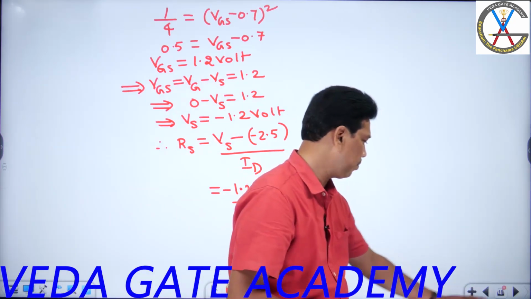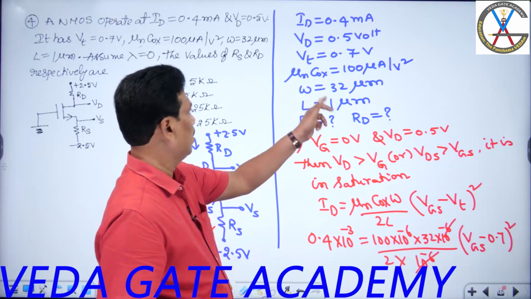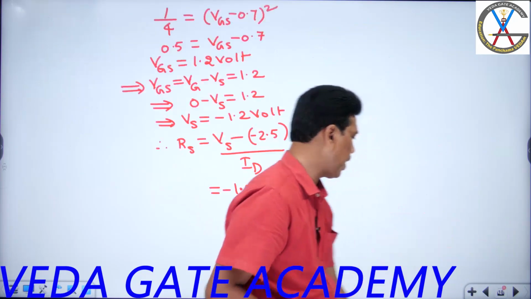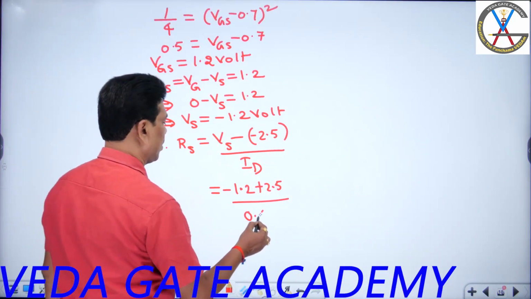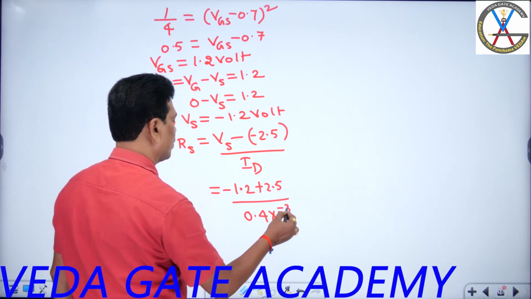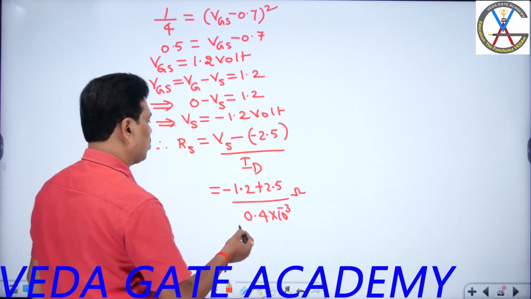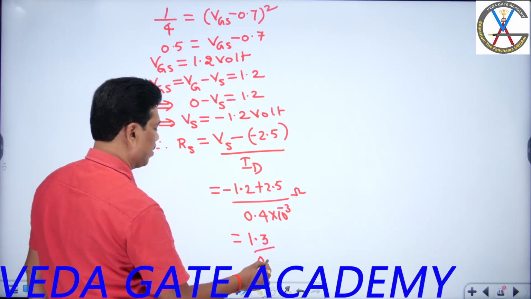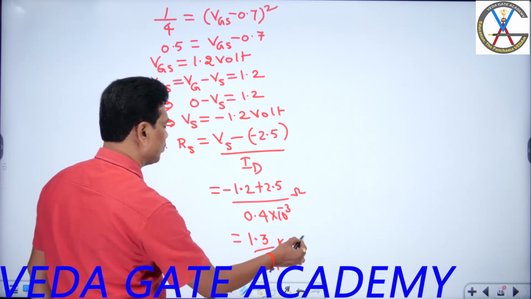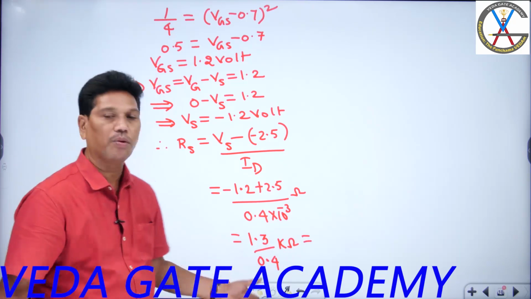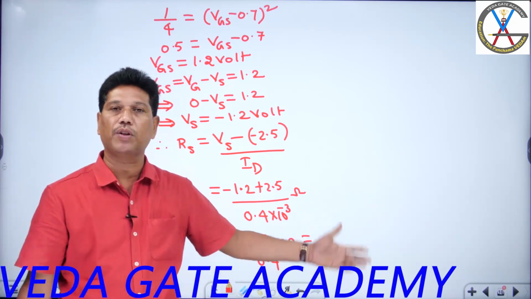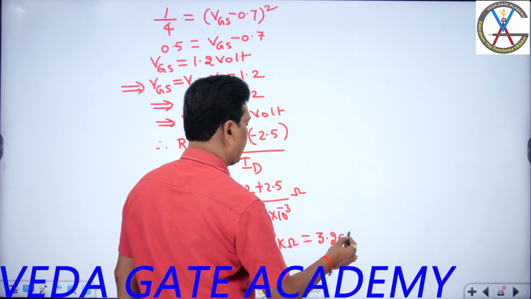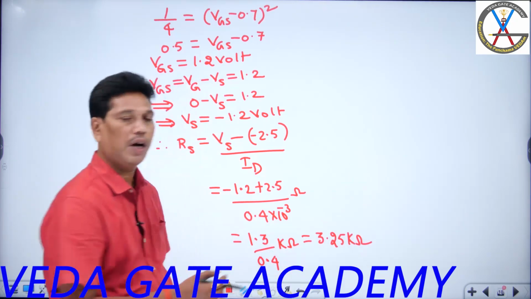ID is how much there? ID equal to 0.4 milliampere, you know. So 2.5 minus 1.2, sir, that becomes 1.3 by 0.4 kilo ohms. That is nothing but 13 by 4, sir. 13 by 4 will look like 3.25 kilo ohms. First one out. I got RS, sir.